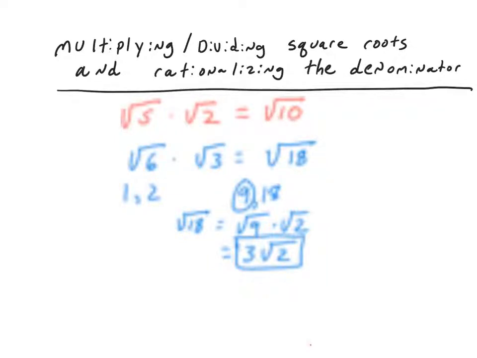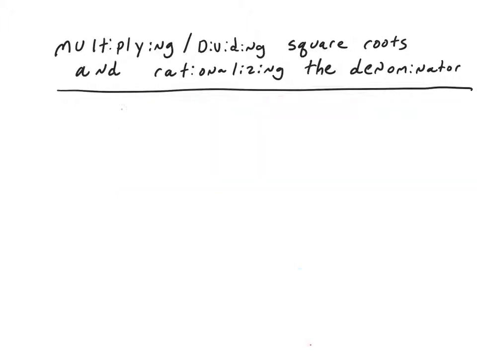In this lesson, we're going to learn how to multiply and divide square roots and also do what's called rationalizing the denominator. So let's start with kind of an easy one. Let's do square root of 5 times square root of 2.